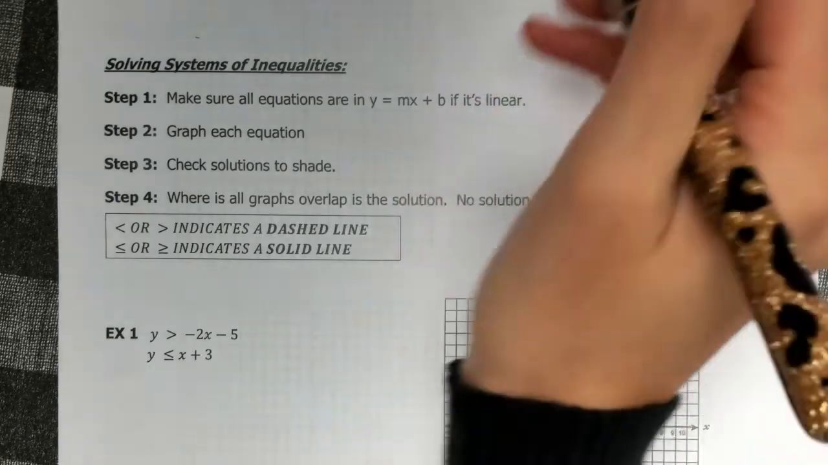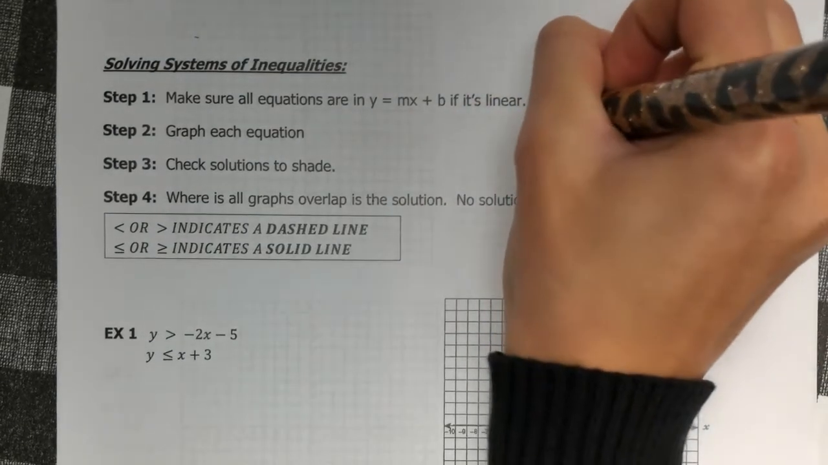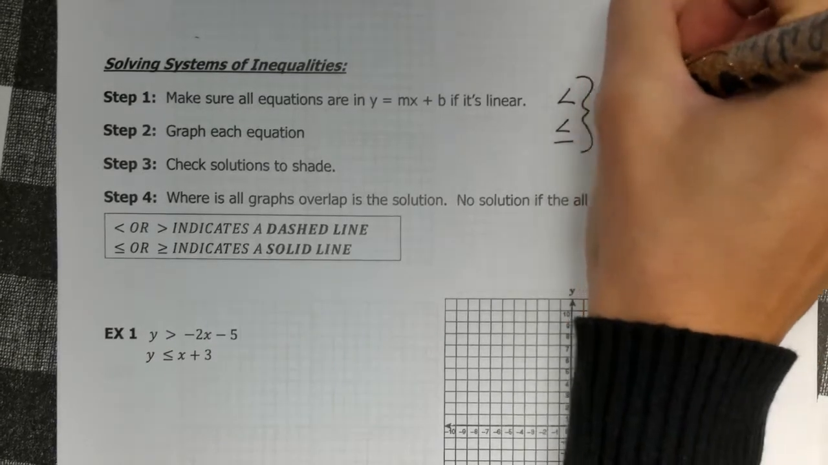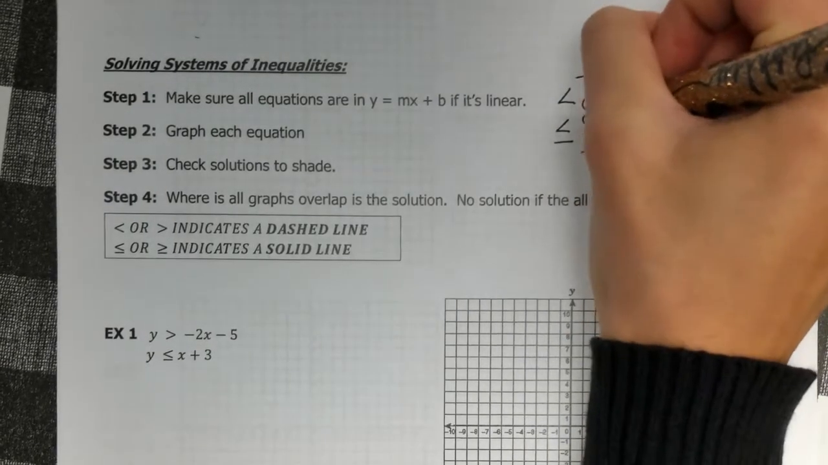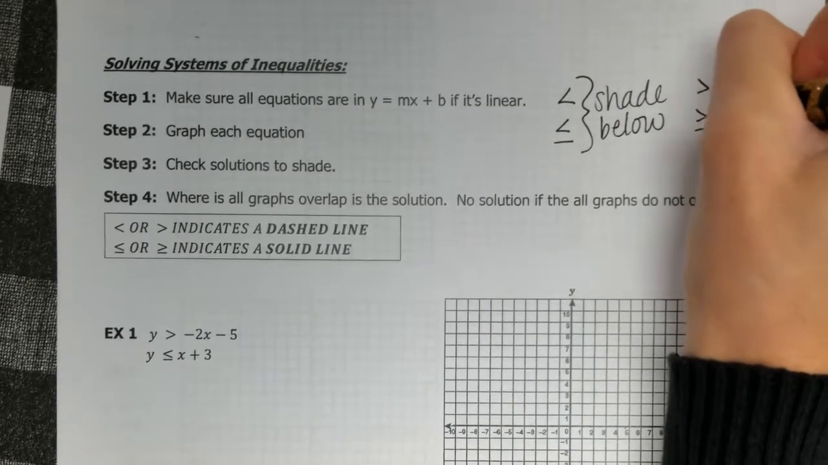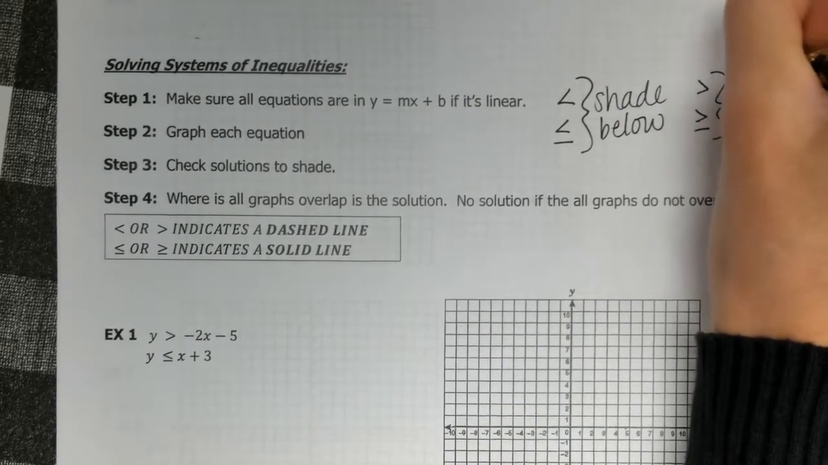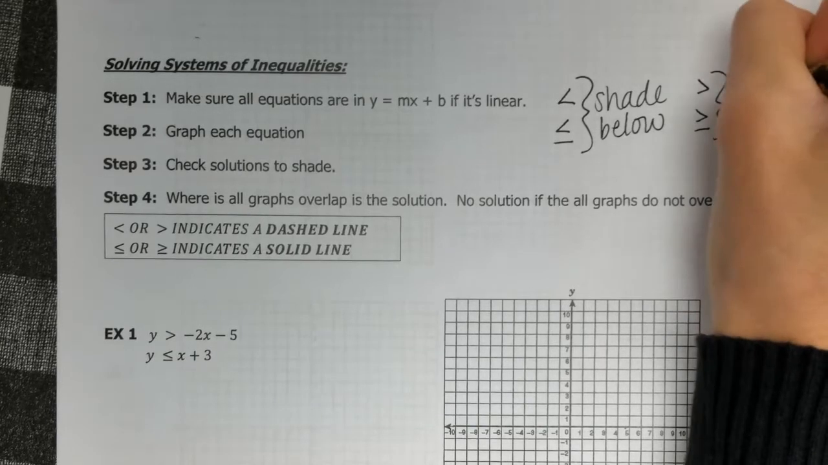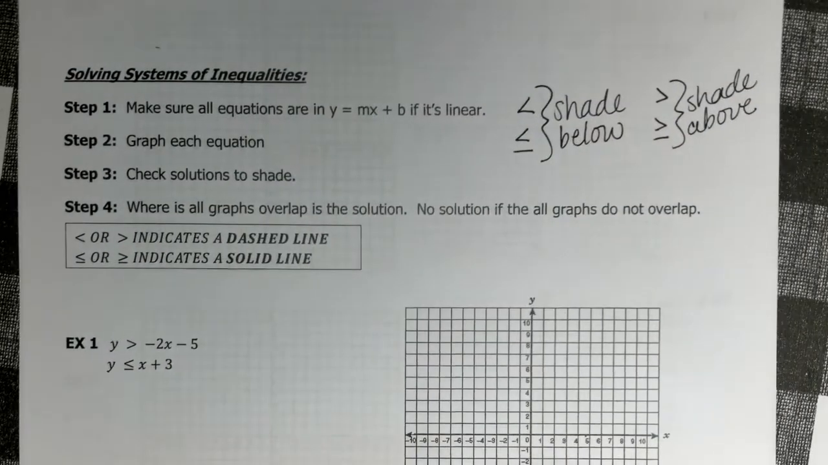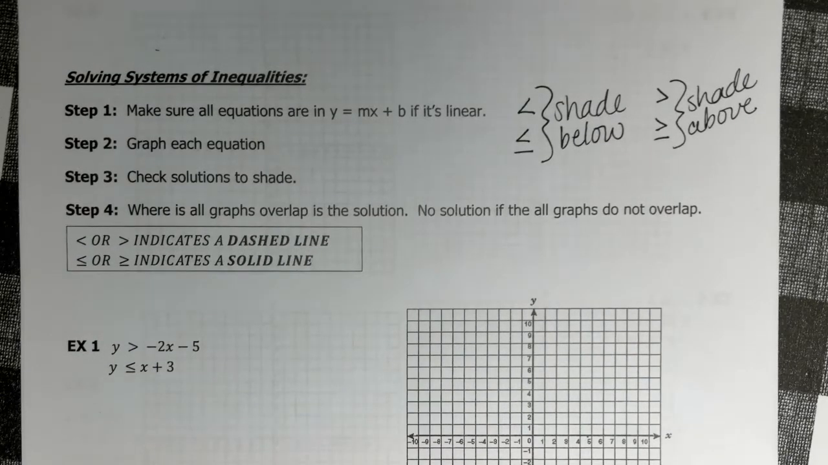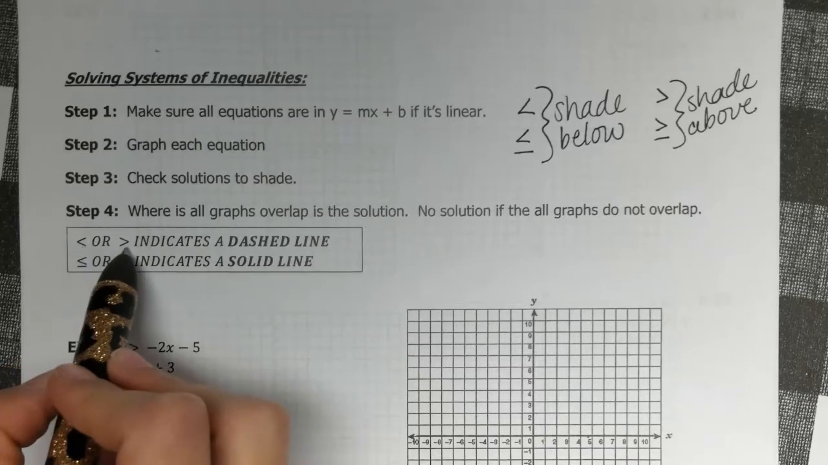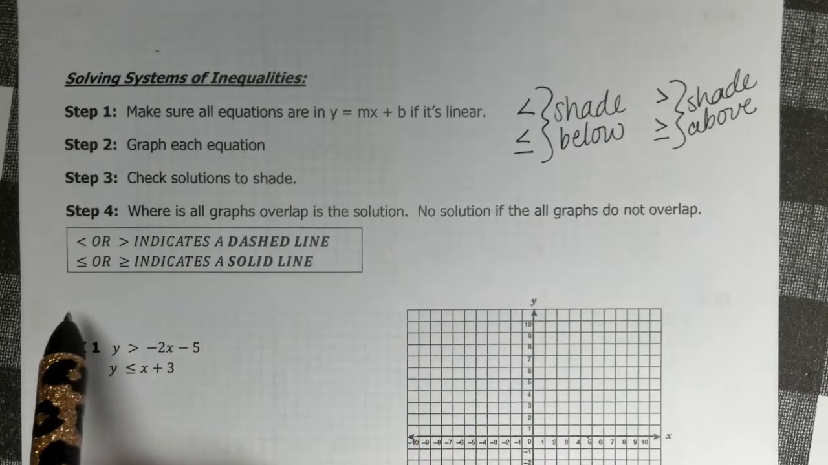So if you remember from Algebra 1, if you have less than or equal to, you shade below your boundary line. If you have greater than or equal to, you're going to shade above. Okay? Now, if it's just less than or greater than, you have a dashed line. If it's equal to, you have a solid line.